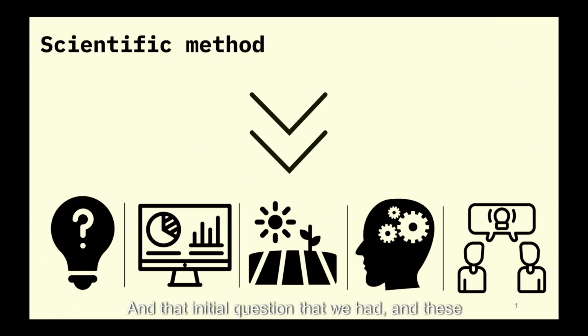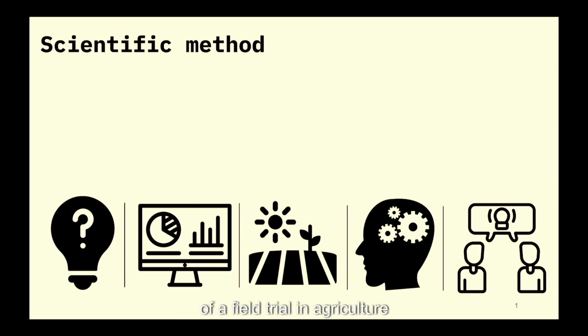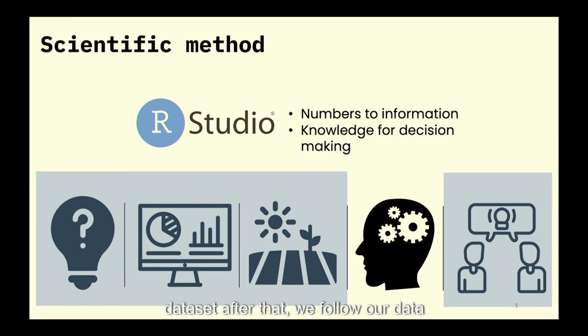And this experimental design usually takes the form of a field trial in agriculture. And that's the stage where we make a protocol, make a field trial and collect measurements that we later put in a sort of a spreadsheet in our computer, and we then obtain the final data set. After that, we follow our data analysis step, and this is where we will be most interested today. It is the stage where we transform those numbers into knowledge for decision making.